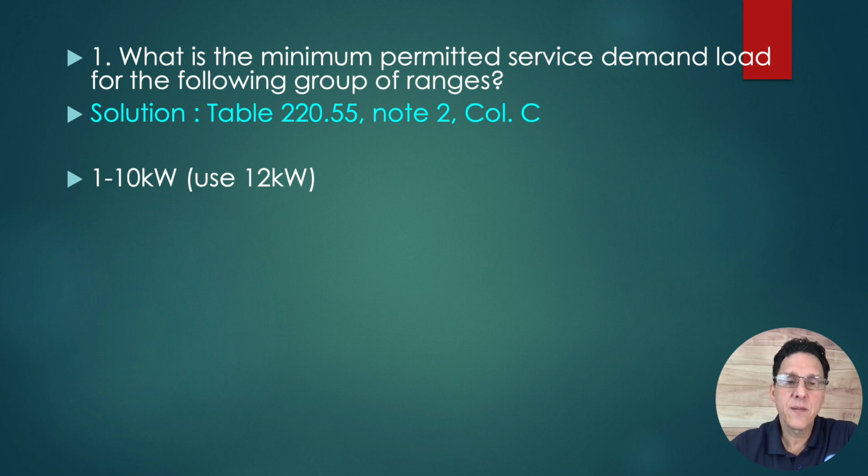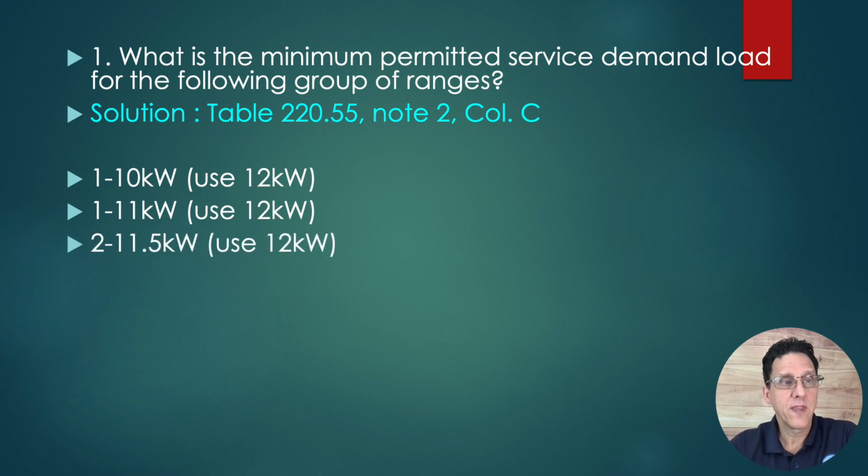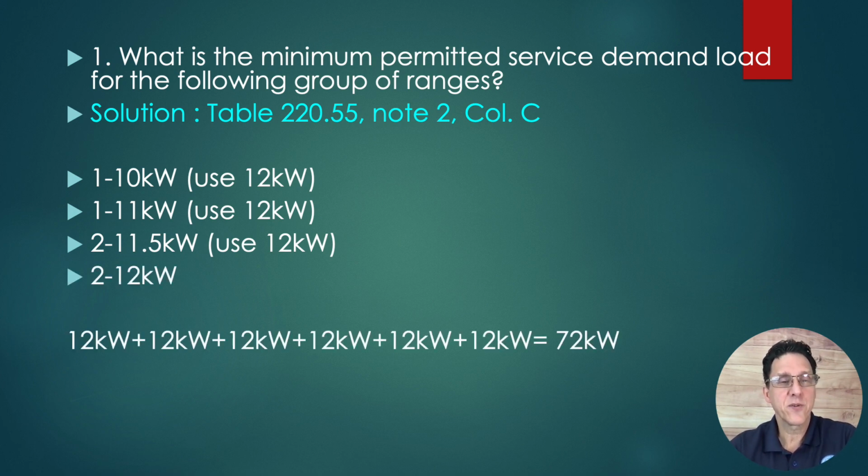All right, for the 10 kW, Note 2 says you have to use 12 kW when finding the total kW. And for the 11 kW, you have to use 12 kW at a minimum when finding this group average, if you will. And for the 11.5s, you have to use 12 kW. For the 12s, you can actually use 12 kW. All right, so the group looks like that, right?